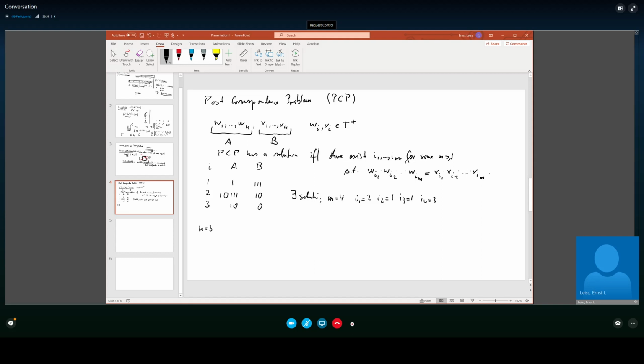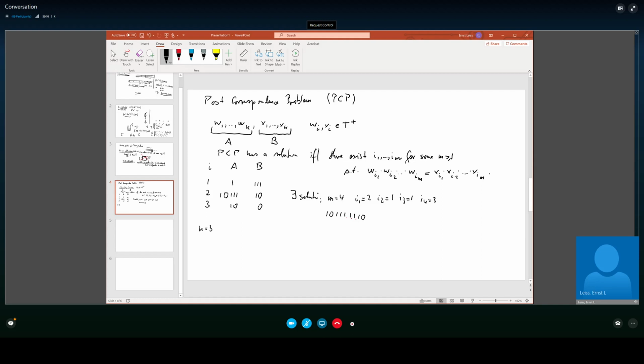So if I take the W2, W1, W1, W3, then I get W2 is 1 0 1 1 1, W1 is 1, W1 is 1, and W3 is 1 0. So if I put dots there to just delineate the end of the various words, that's of course not really important.